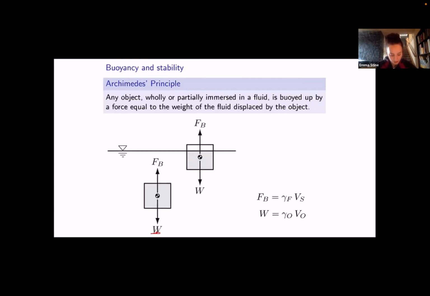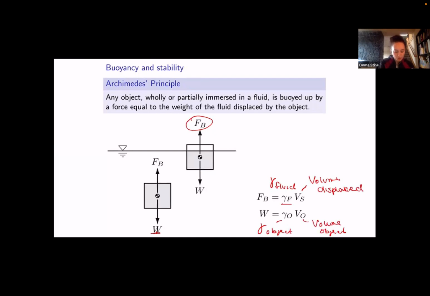Okay, so here we have 2 cubes. One of them is fully submerged in water and one of them is partially submerged. For each cube, the buoyant force is going to be the specific weight of the fluid, so I'll just write it out, times the volume displaced. And then the weight is what it always is: gamma, the specific weight of the object, times the volume of the object. Just so you know what those symbols are.